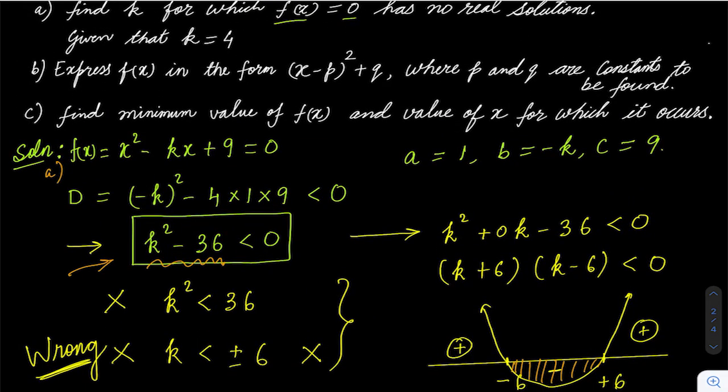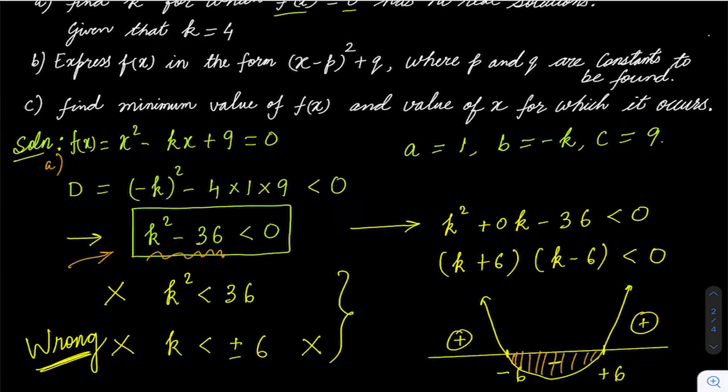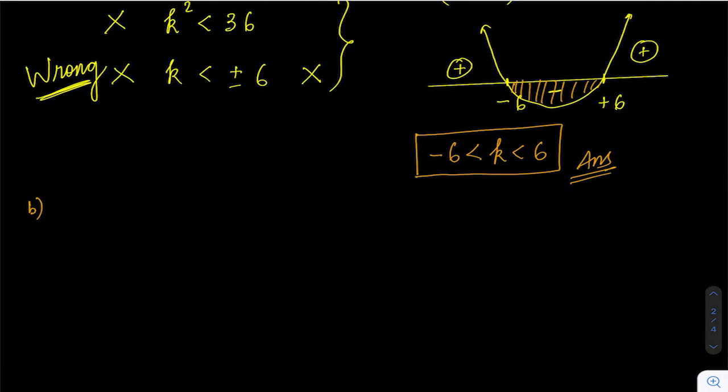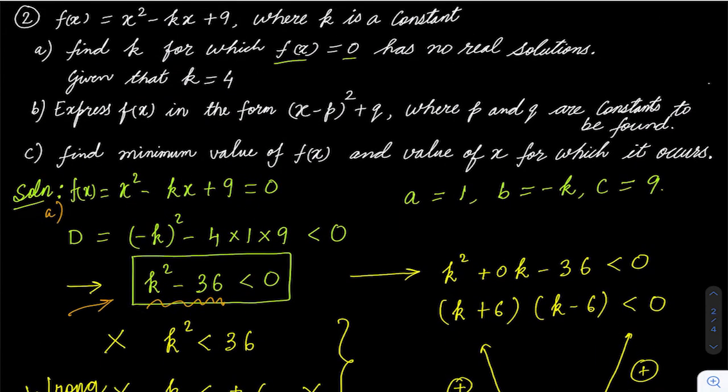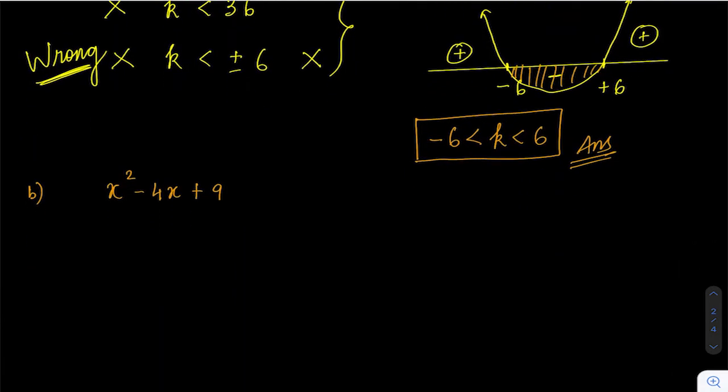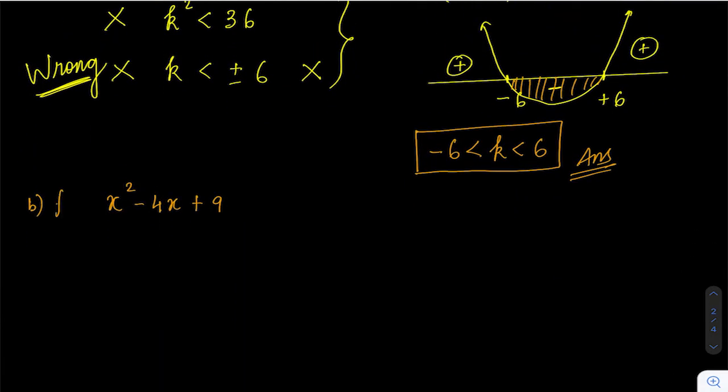k is 4. Now if you take k as 4, express f(x) in the form of (x minus p) whole squared plus q, where p and q are constants to be found. Okay, this is completing the square, right? We have already done this so many times. We have made 3-4 videos on this also. So x squared minus 4x plus 9. I think it was minus kx plus 9. Yeah, so if k is 4, my f(x) is this.